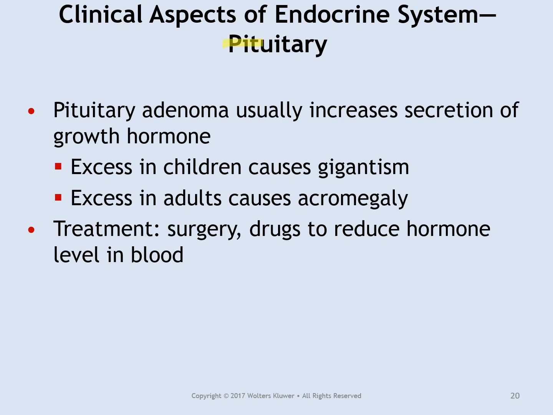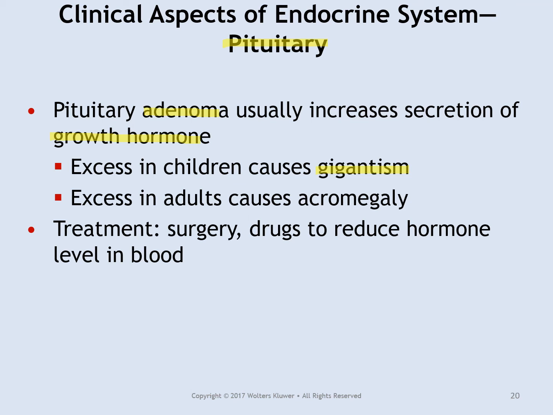So let's look specifically at the pituitary gland. So a pituitary adenoma or cancer causes too much growth hormone. If you get it in children, a person develops gigantism. That's when you see people who grow to be over 7 feet tall because they've had an adenoma in their pituitary gland from a very young age.